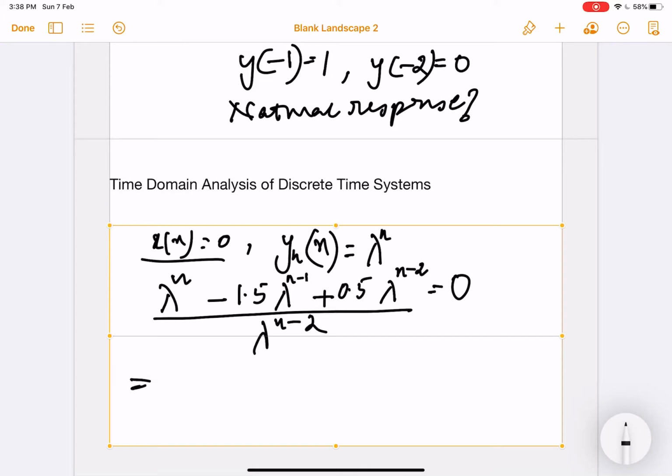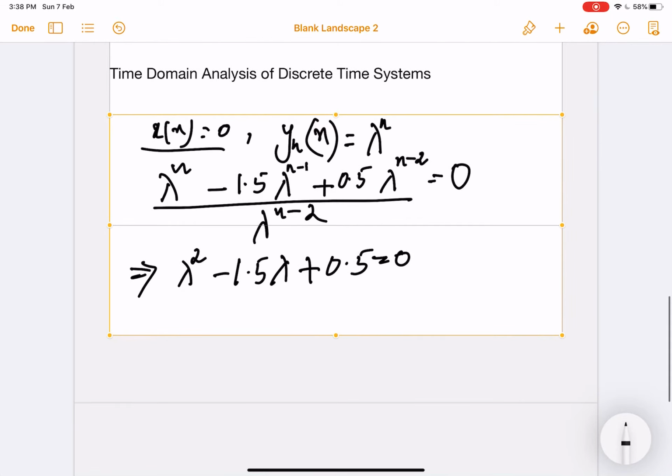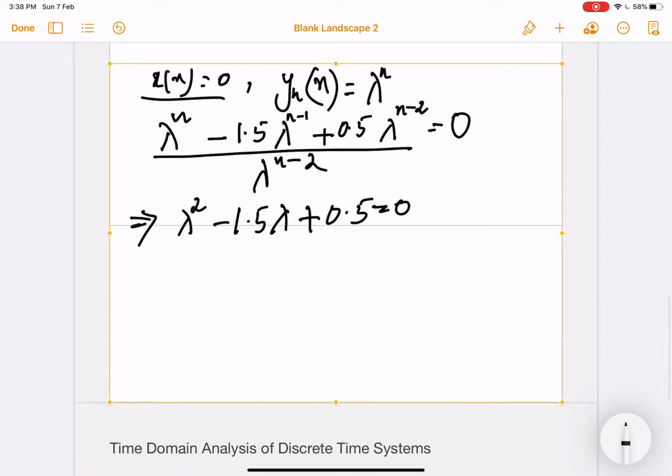So what are we going to get? We get lambda squared minus 1.5 lambda plus 0.5 is equal to 0. This is a very simple equation that we have got, so we can easily solve it. We can factor it as lambda minus 1 times lambda minus 0.5 equal to 0.